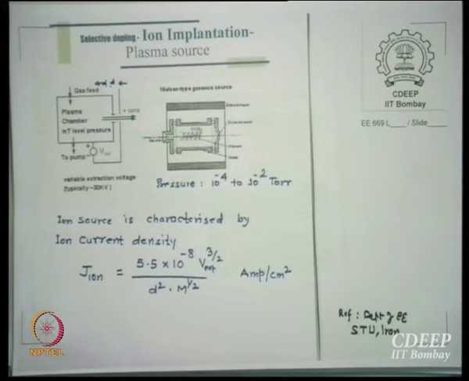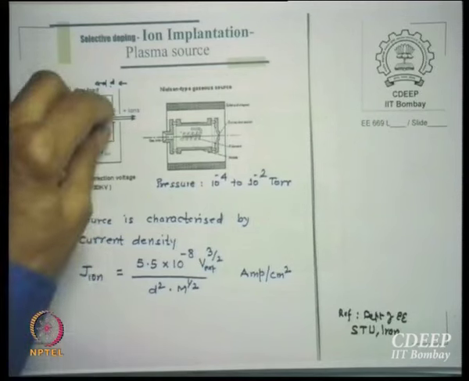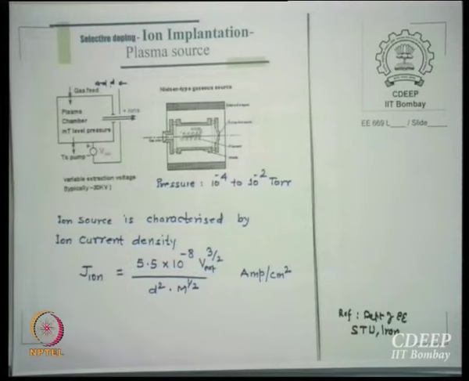Please remember, the area is not very large here; slits are very thin and small. So the currents are relatively larger. If you have larger currents, the cost of the implanter increases. Typically, a 1 milliamp or 1 amp current implanter will be cheaper than 10 amps and 100 amps, because the larger the ion current density you are looking for, the larger will be the cost of the equipment.